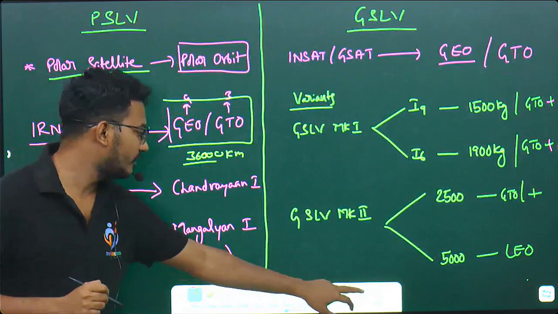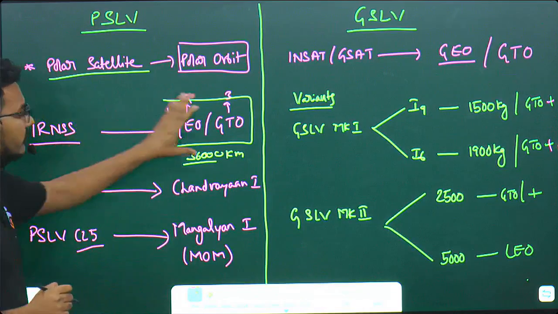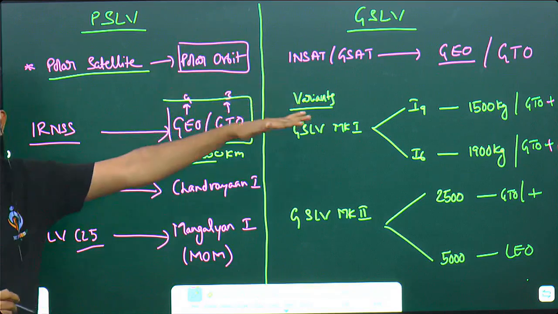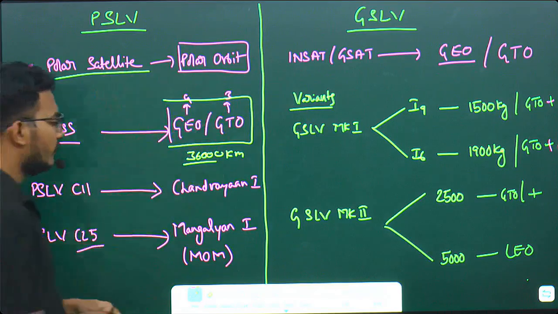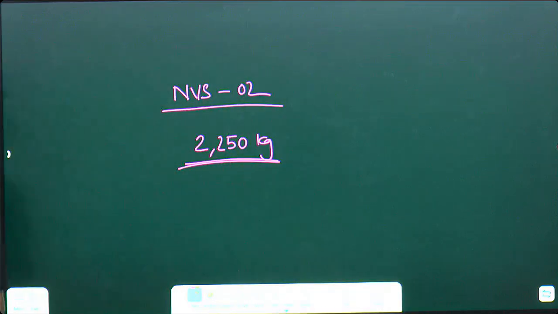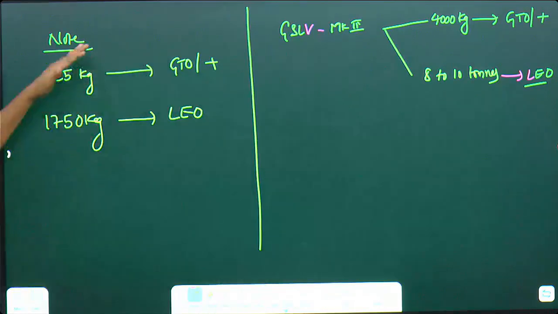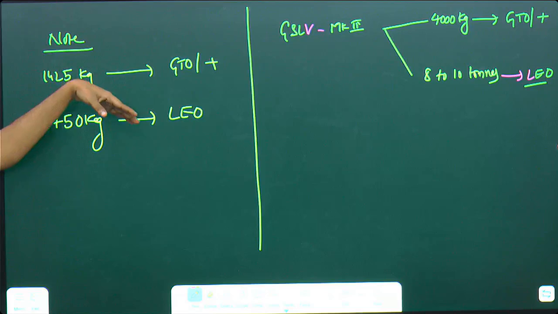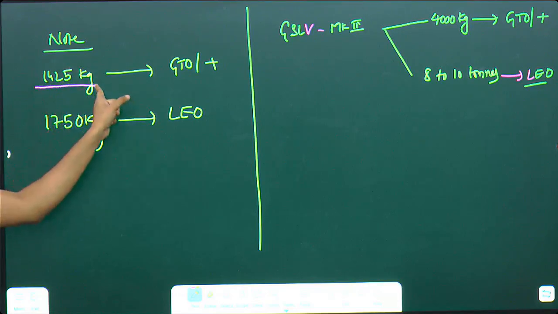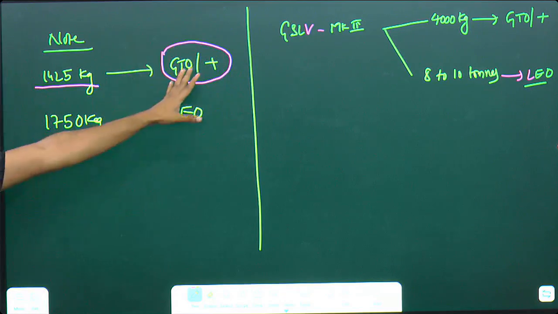On one side we have PSLV. Before, we launched the IRNSS with PSLV. But now slowly we are replacing each and every satellite with advanced satellites like NVS-02. The NVS-02 satellite weight is 2250 kgs. So, can we launch 2250 kgs with the Polar Satellite Launch Vehicle? No. With PSLV maximum we can carry 1425 because we have to launch this NVS-02 in GTO.